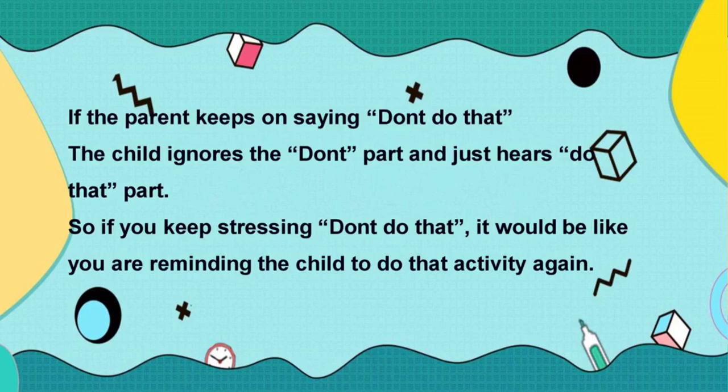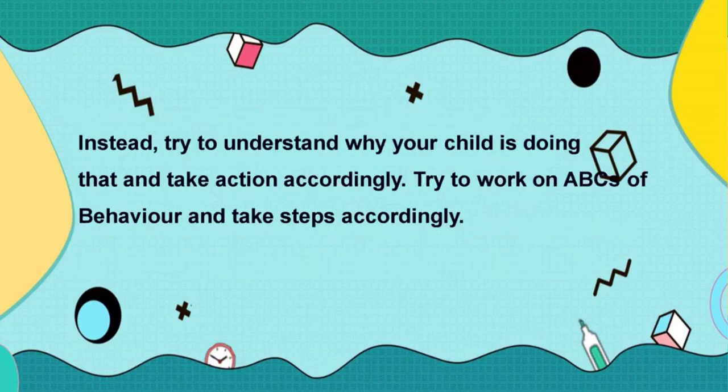The one big rule is don't say, don't do that. Don't run around, don't flap your hands, don't keep fingers in your mouth. No, no, no, no, child, no. You should not say that word no. It's like you are reminding him again and again to do that activity. He ignores the don't part and he will just do that again and again. Instead, try to understand why your child is doing that and take action accordingly.